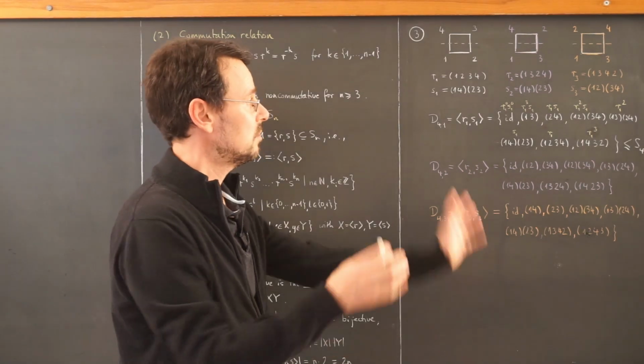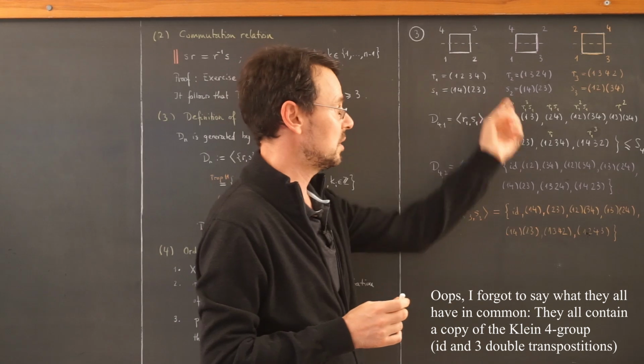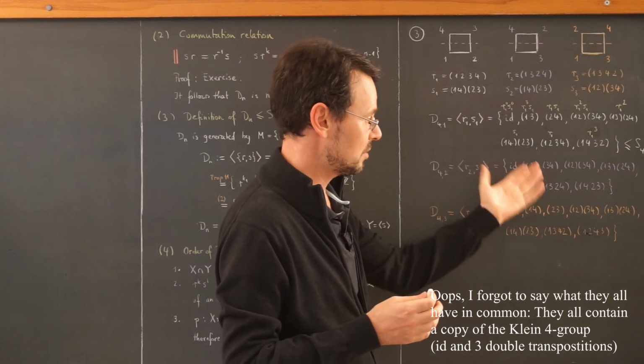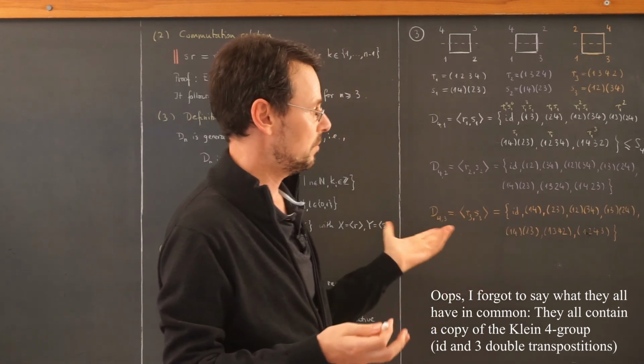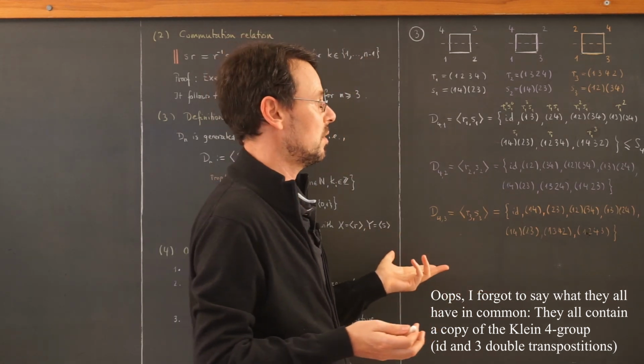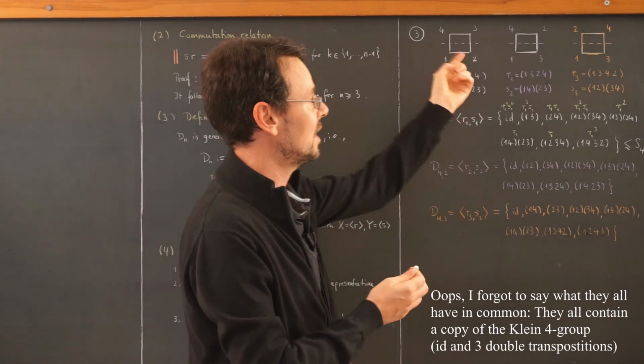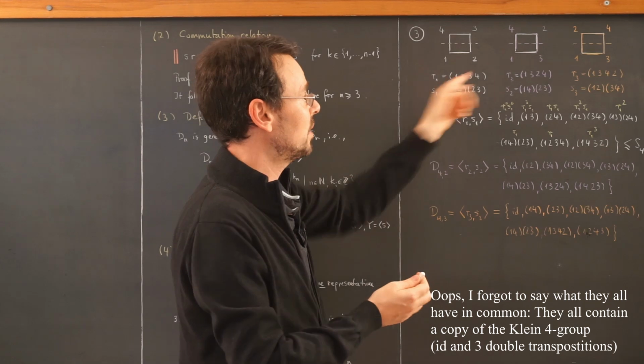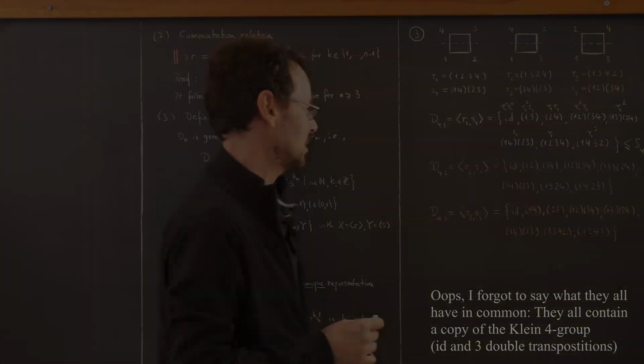Alright, that's it. Nothing too difficult, a bit tedious if you did this on your own, but I think it's interesting to explicitly see how three different subgroups of S4 of order 8 can arise as basically the same object, the symmetry group of a square, but in different labelings.